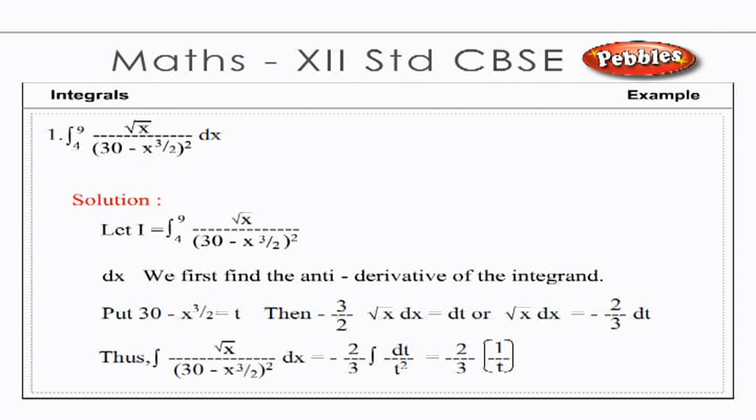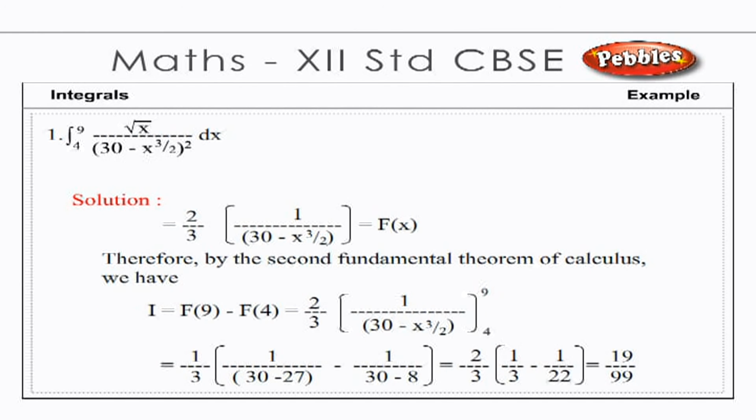Thus, integral root x by (30 minus x^(3/2)) whole square into dx is equal to minus 2 by 3 into integral dt by t square, which is equal to 2 by 3 into 1 by t, which is equal to 2 by 3 into 1 by (30 minus x^(3/2)), which is f of x.